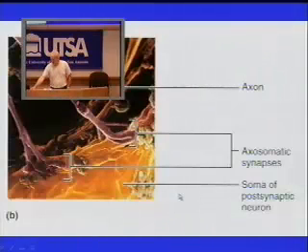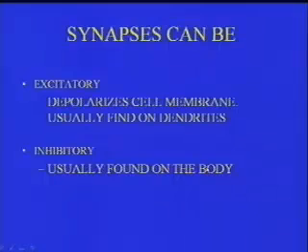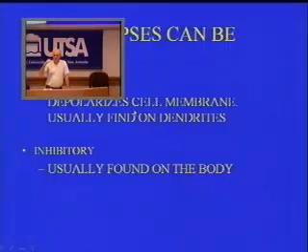So here's a scanning electron micrograph showing us the axon, and it actually does branch quite profusely as it approaches the target cell. And this is onto the cell body, so these are axosomatic synapses. And they can either be excitatory or inhibitory. So the excitatory is going to depolarize the cell membrane, bringing resting membrane potential closer to threshold, as we recall from the prior lectures. These are very commonly found on the dendrites.